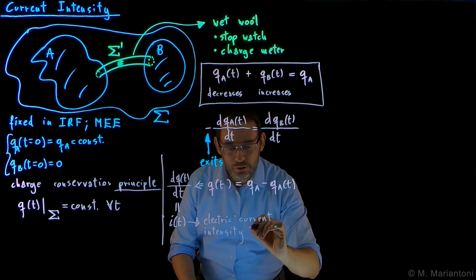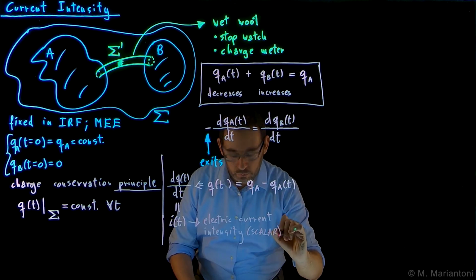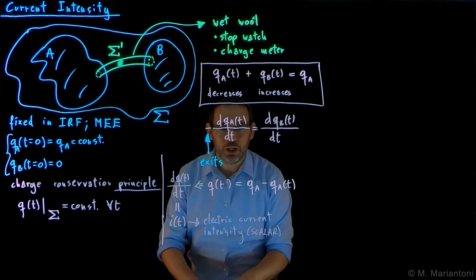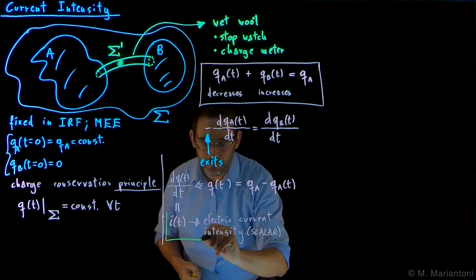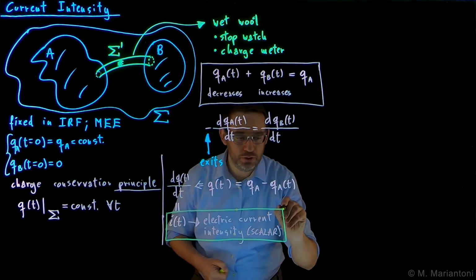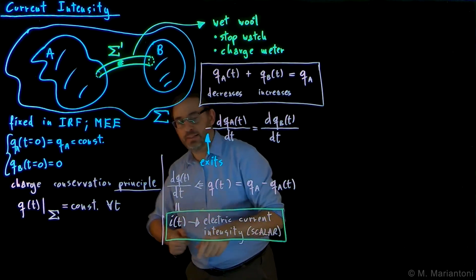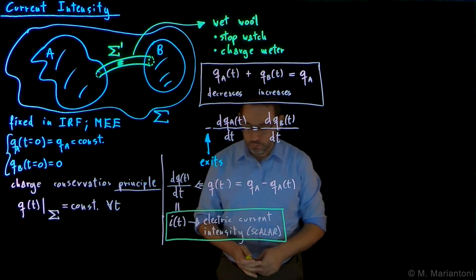Note that this quantity is a scalar. Current intensity is always a scalar quantity, not a vector. We will encounter a vector representing current in a couple of videos from now. That's called current density. The intensity is a scalar, and it's defined in this fashion here.